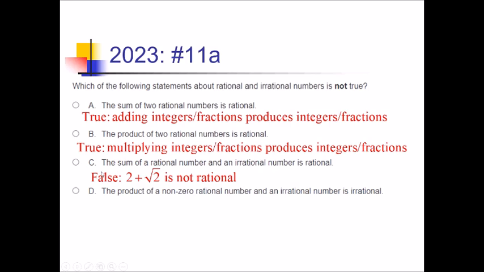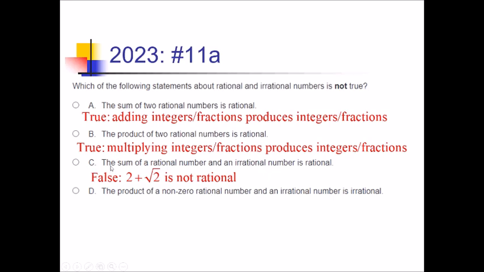So this is a false statement. Adding a rational and an irrational number together is not necessarily going to give me a rational number. It's probably going to give me an irrational one. And instead of 2, you also could have used pi, but then you'd have to know that pi was irrational. So I'm thinking it's going to be choice C.